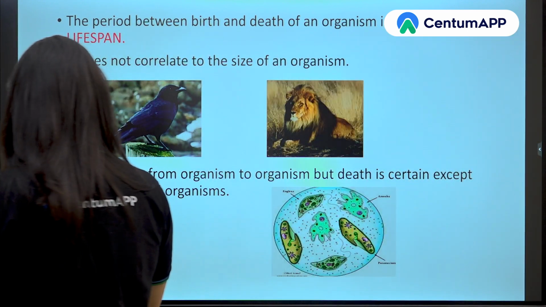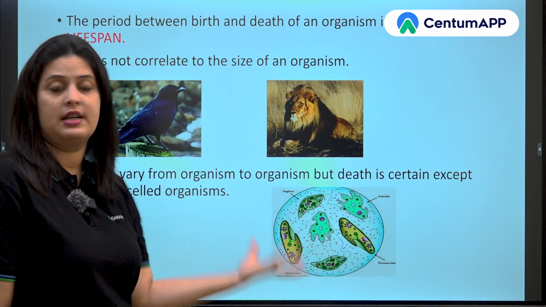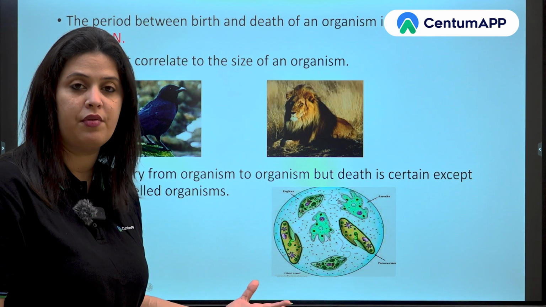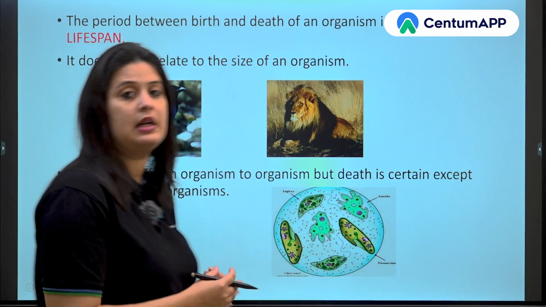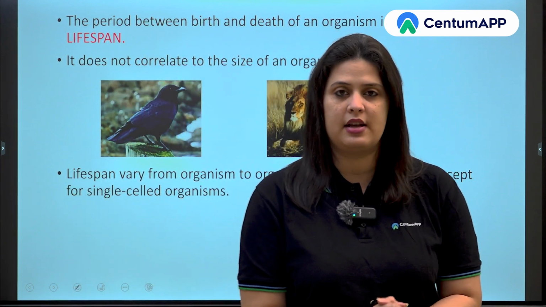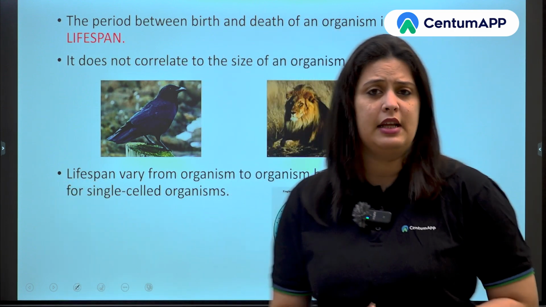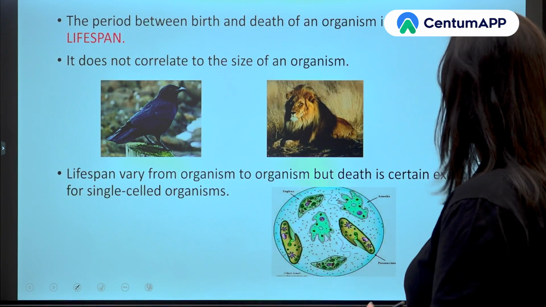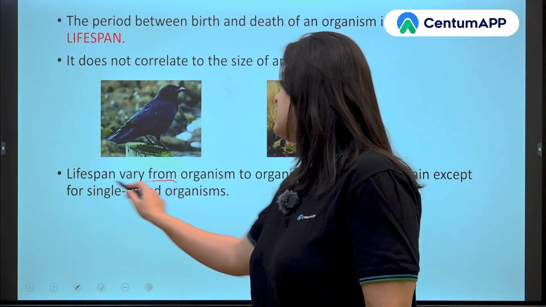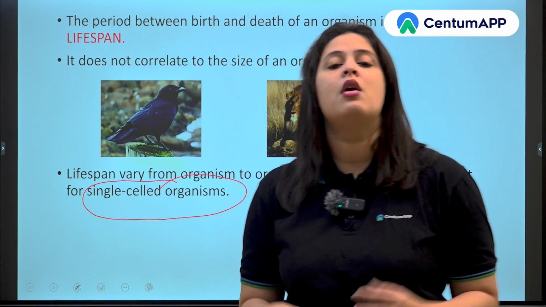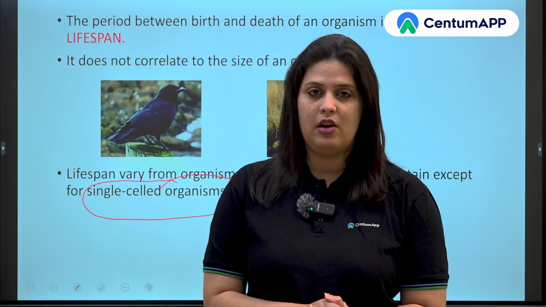One thing I want to stress here is that it doesn't matter how small or how big an organism you are, its lifespan varies and it is always certain that there is death of an organism. Totally, the end of the life of a particular organism leads to death of the individual organism. But that is certain except for single cell organisms. There is no lifespan or time period of survival for single cell organisms.